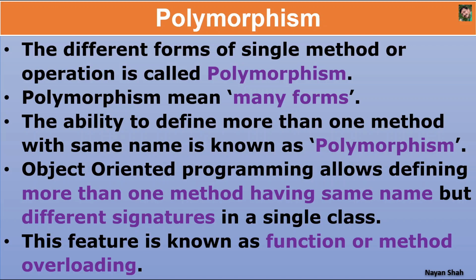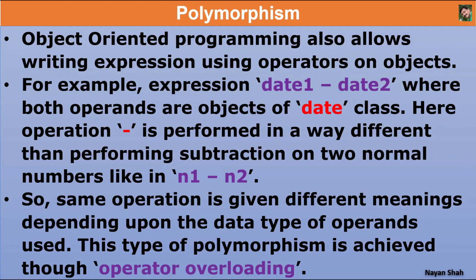So the ability of a programmer to define more than one method with the same name, such a facility or feature, is called function overloading. But there is one more thing to remember: if you define more than one method with the same name, their signature must be different. Now we will see what signature is, but before that we see the examples of method overloading and operator overloading.